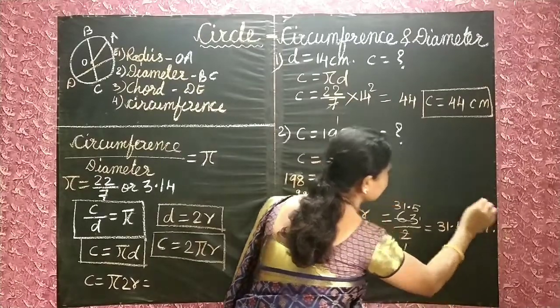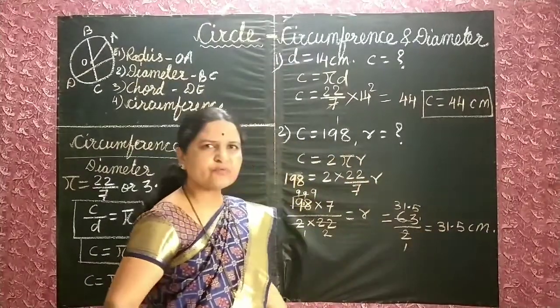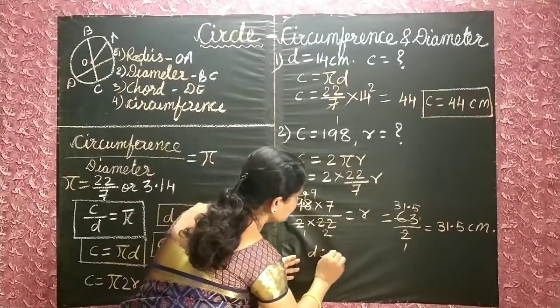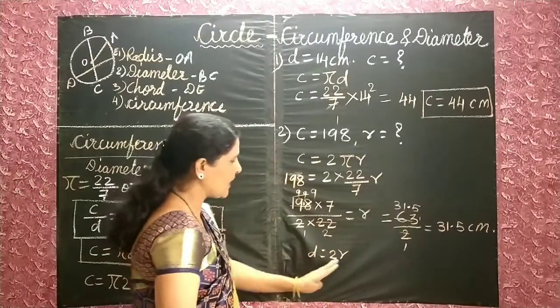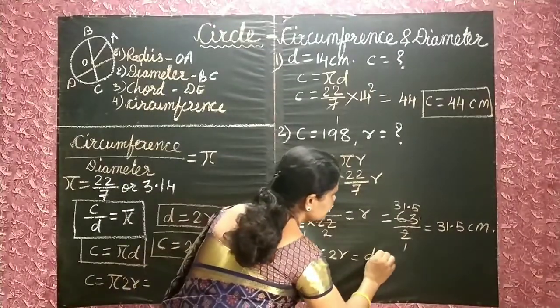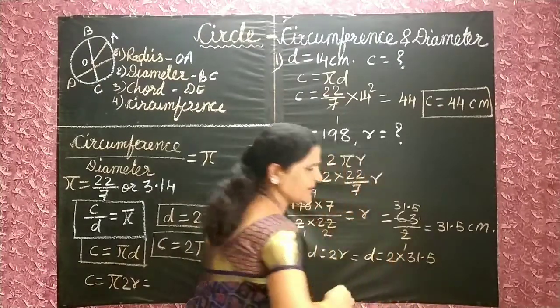31.5 centimeter. This is the radius. Correct? They ask us to find out the diameter also. And we know that diameter is equal to 2r, twice the radius. So diameter is equal to 2 multiplied by 31.5.